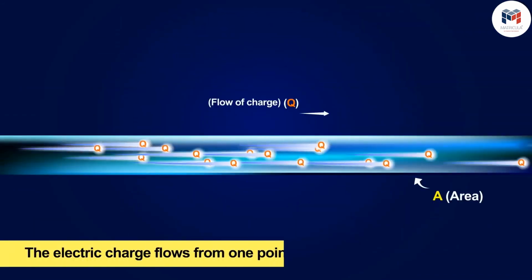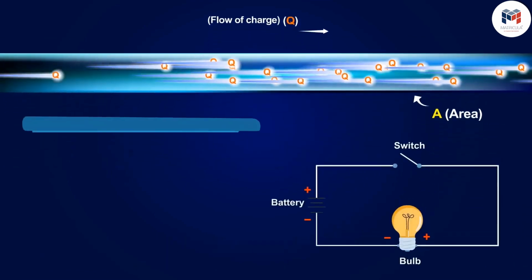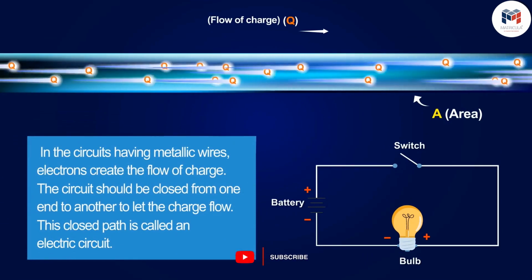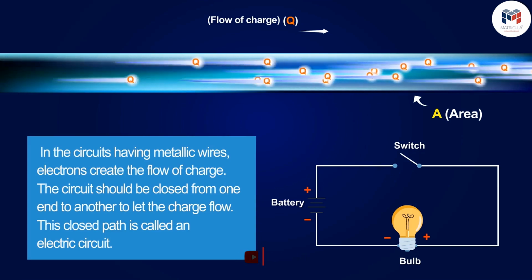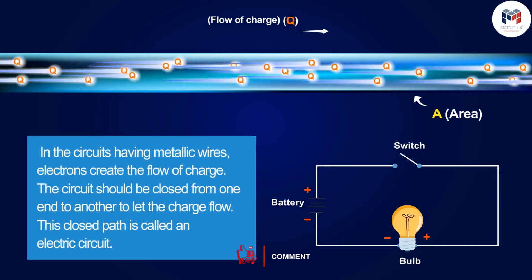The electric charge flows from one point to another through metallic wires. In the circuits having metallic wires, electrons create the flow of charge. The circuit should be closed from one end to another to let the charge flow. This closed path is called an electric circuit.